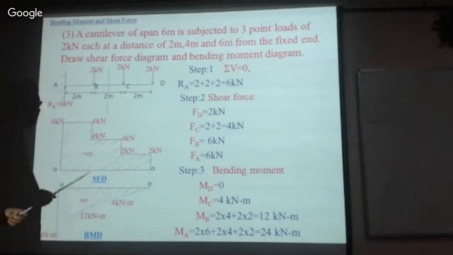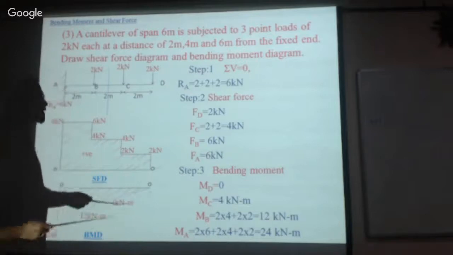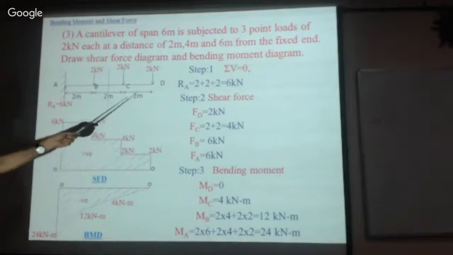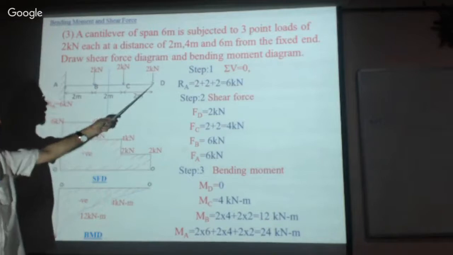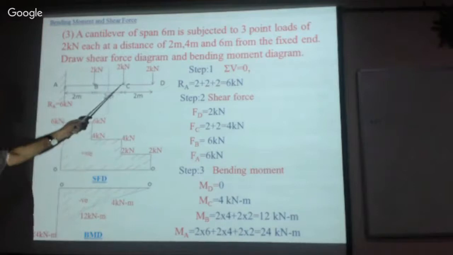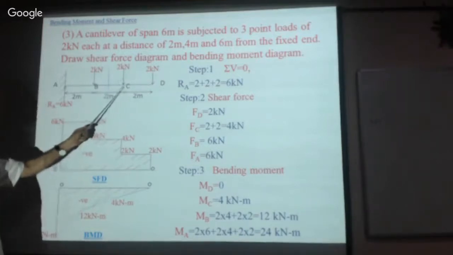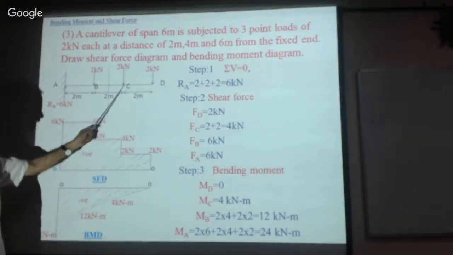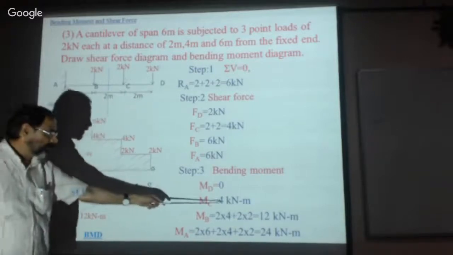This is the second step. Now if you take step 3, bending moment, let us calculate the bending moment. Already I told you that the bending moment at the free end is equal to 0. Bending moment at D is equal to 0. And the bending moment at C is 2 multiplied by 2, which is 4 kNm, force into perpendicular distance.